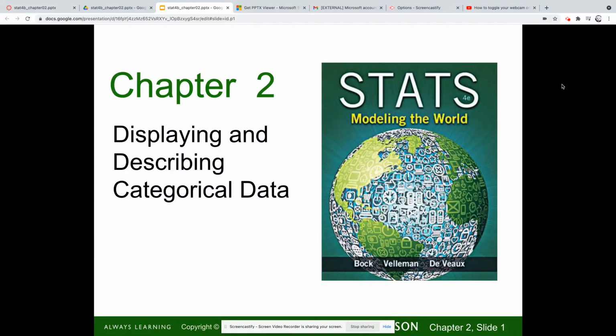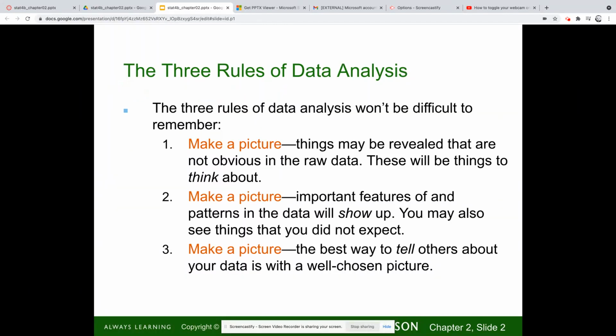All right, so for Chapter 2, we're going to talk about displaying and describing categorical data. Piggybacking on Chapter 1, categorical data is just like a label, right? It's not quantifiable, or quantitative data. It's just labeling things. So the 3 rules of data analysis won't be difficult to remember.